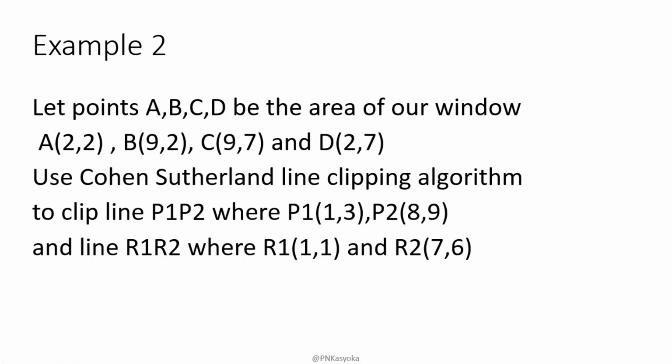Now, we need an example for us to be able to understand exactly how the operation works. So let's take an example where we have a rectangle A, B, C, D. That being our window, where the coordinates are: for A we have 2, 2, B we have 9, 2, C we have 9, 7, D we have 2, 7. So using Cohen Sutherland line clipping algorithm to clip line P1, P2, where P1 coordinates are 1, 3, P2 coordinates are 8, 9, and line R1, R2 coordinates are R1, 1, 1, R2, 7, 6.